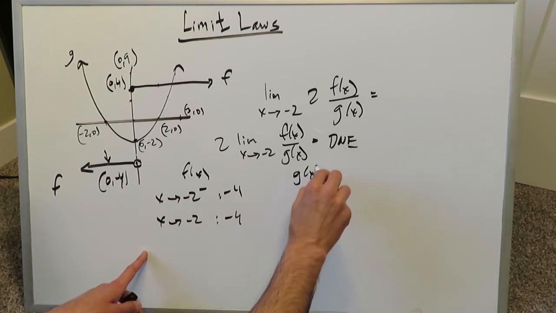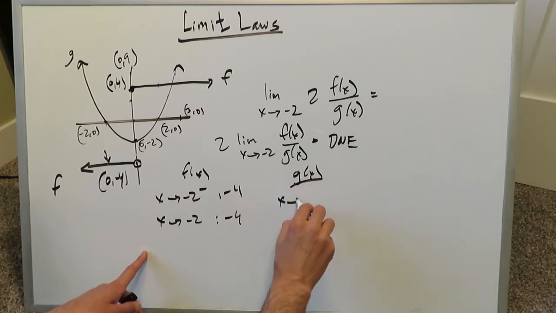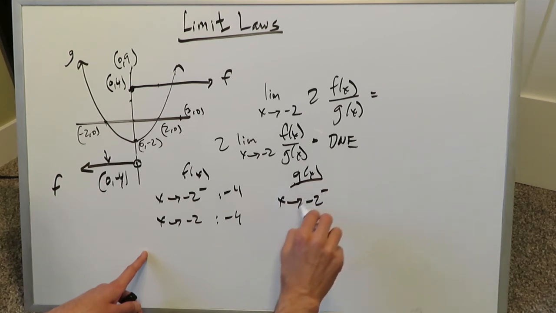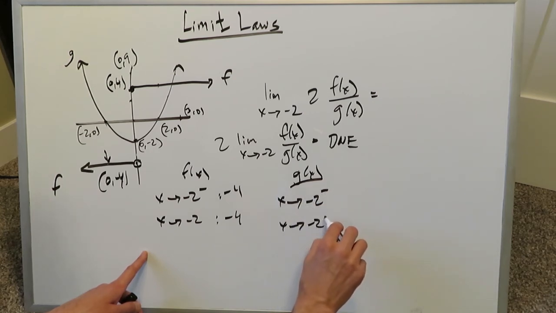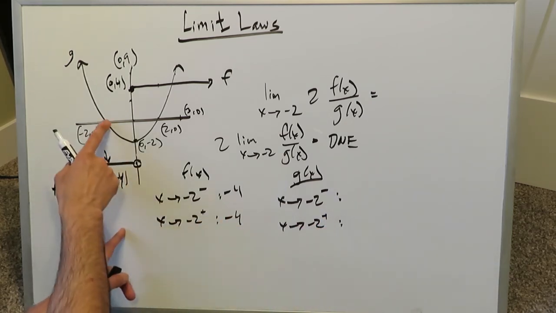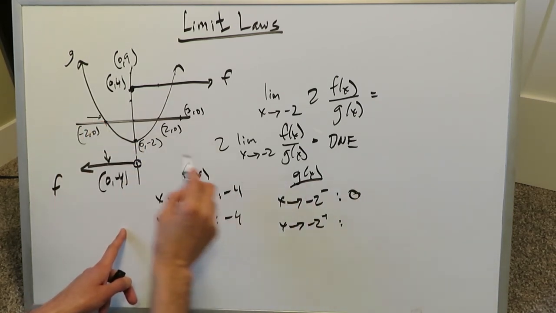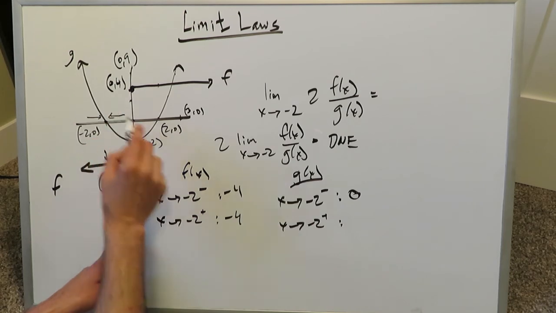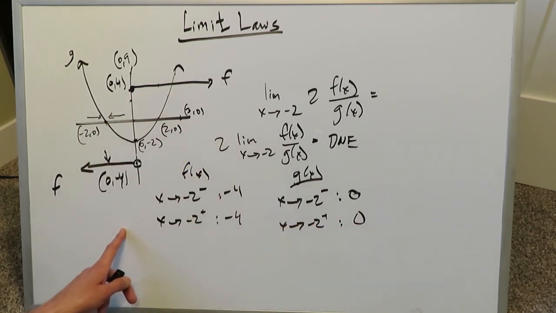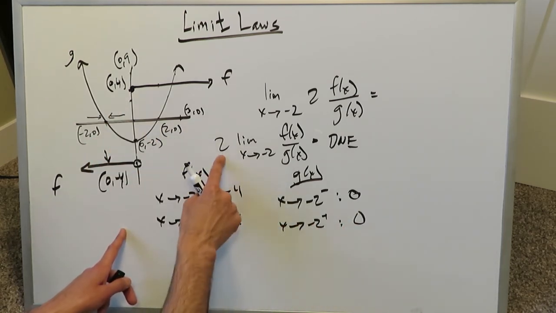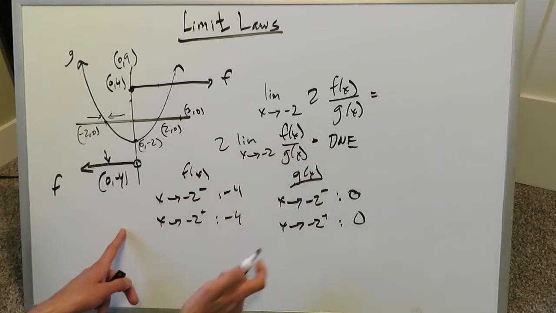For g of x, when you look over here at x approaches minus 2 from the left and x approaches minus 2 from the right, what do you get? As x approaches minus 2 from the left, we're getting a value here of 0. You're looking at the y value here, and as x approaches minus 2 from the right, you're getting a value of 0. Technically, if you had a good answer here, you'd multiply that by 2, but it's irrelevant here.